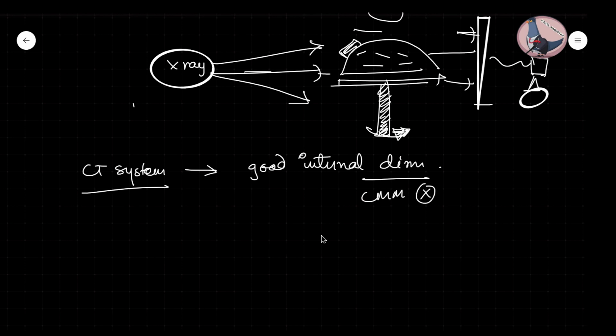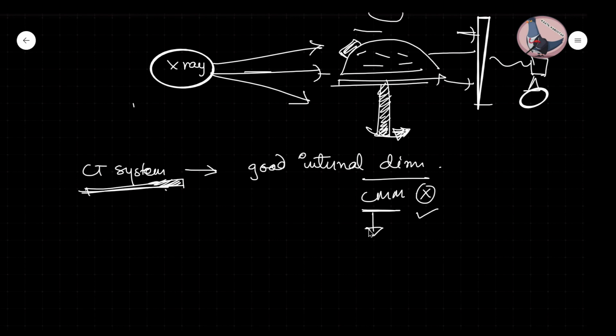Also, CMM is not completely used for reverse engineering. CT systems are used because if you want to reverse engineer some material with CMM, then you have to break it and test it part by part. Whereas with the CT system, you can see without destroying the object. So this CT system is the next step on CMM. It is a better system than CMM.